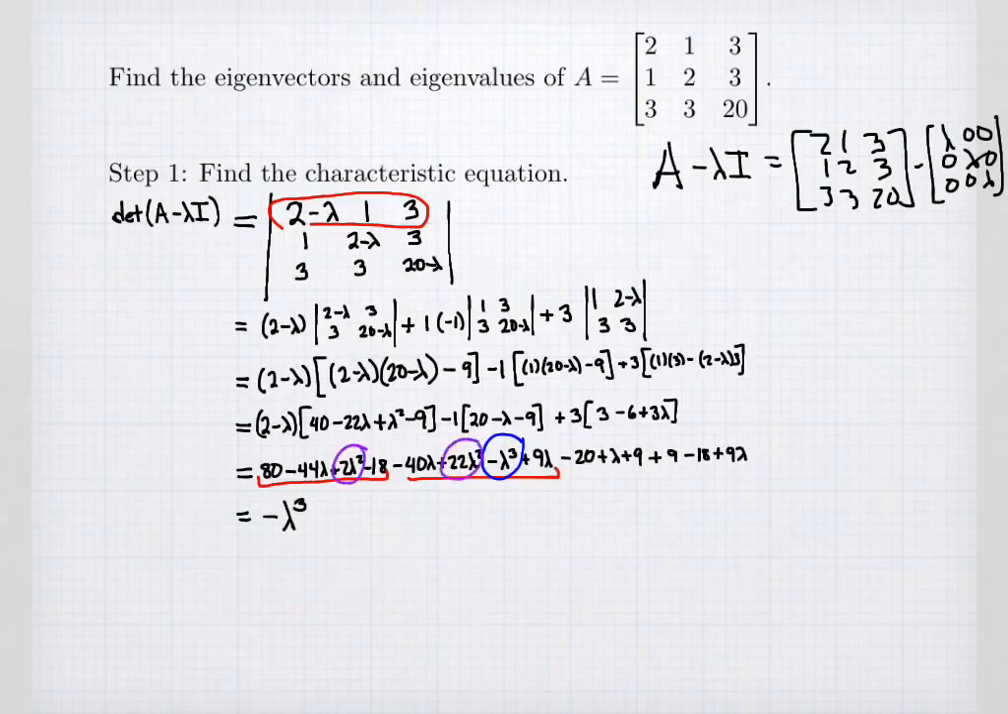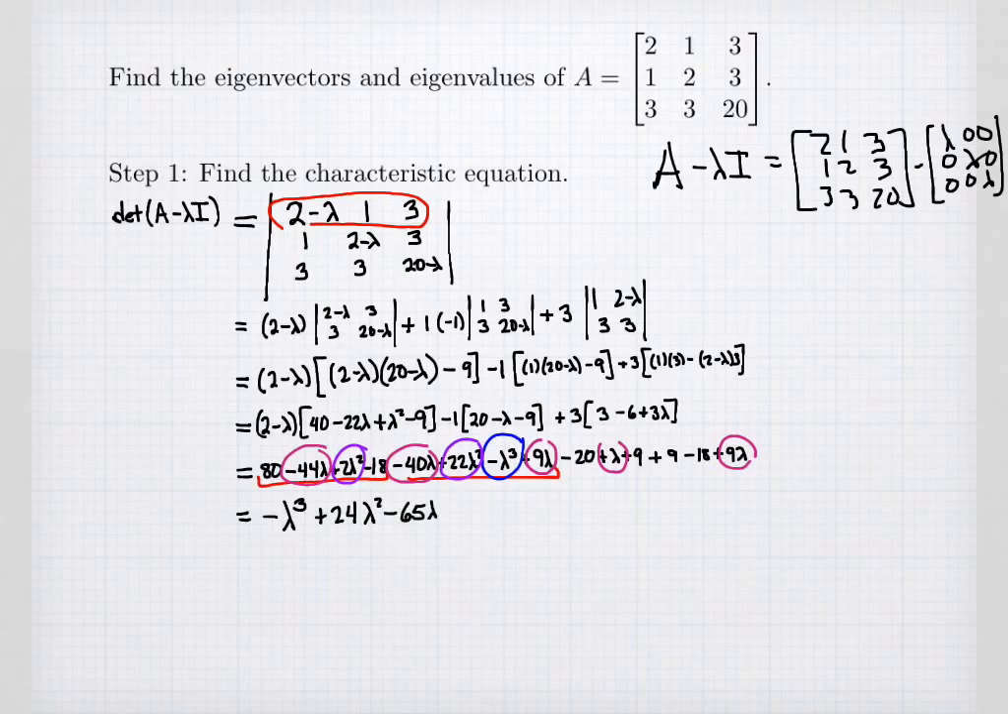There are 2 of them, so I get 24 lambda squared. Now let's identify our lambda terms. Let's see, we've got minus 44 minus 40, so that's minus 84, plus 9, so that's minus 75, minus 65. So we have minus 65 lambda.